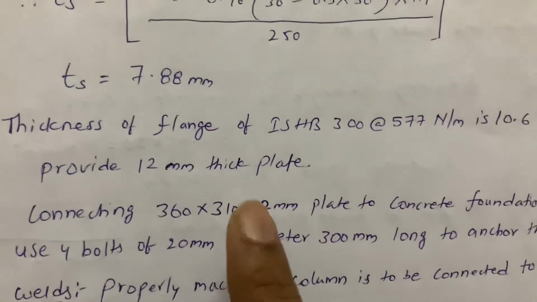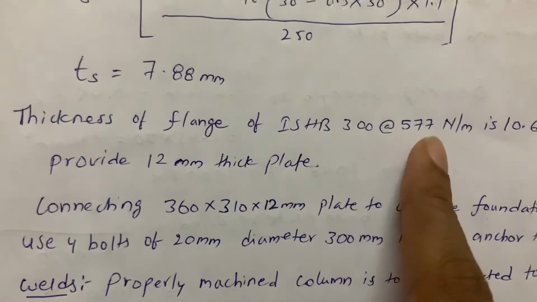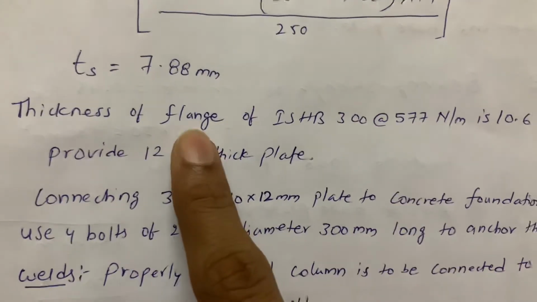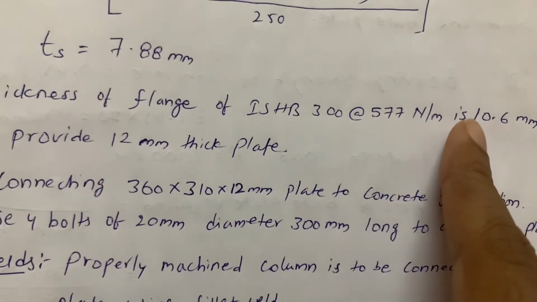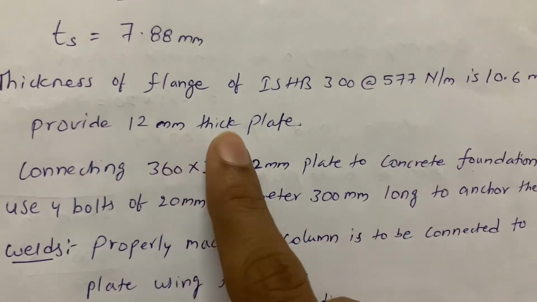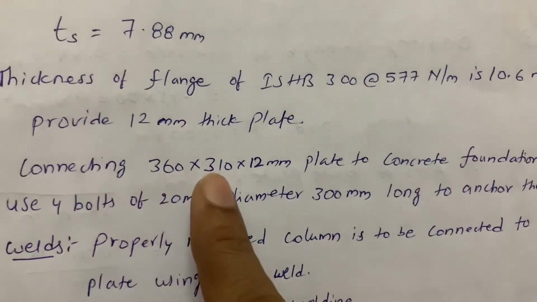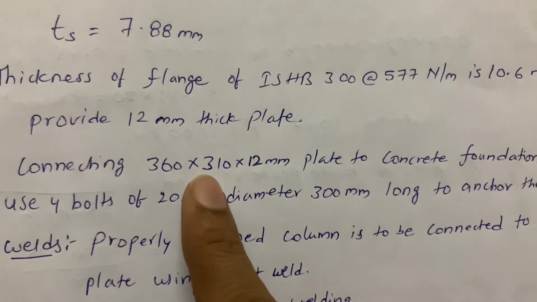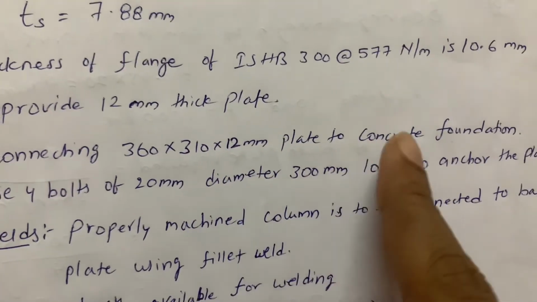Here next, the given section is ISHB 300 at 577 Newton per meter, and the thickness of the flange for this section is 10.6 mm, which is available in the steel tables book. Here I am providing a 12 mm thick plate, connecting 360 by 310, which is the area we provided, and 12 mm is the thickness of that plate to the concrete foundation.